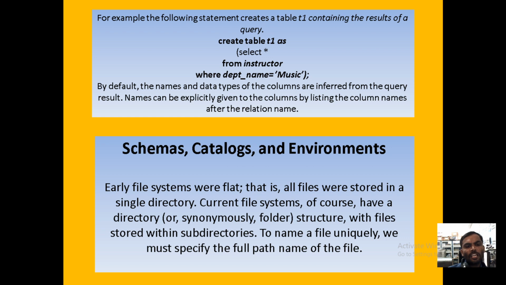By default, the names and the data types of the columns are taken from the query results. Explicitly, we can give column names by listing the column names after the relation name.